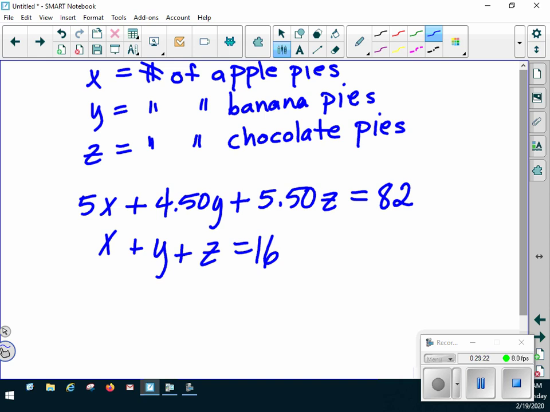Okay, let's look at this. Let's make up some numbers. She wants to buy as many chocolate pies as apple pies and banana pies combined. So if she buys 5 apple pies and 3 banana pies, how many chocolate pies does she have to buy? Because she wants to buy as many chocolate pies as apple pies and banana pies combined. So how are we going to do that? Z equals X plus Y. There you go.